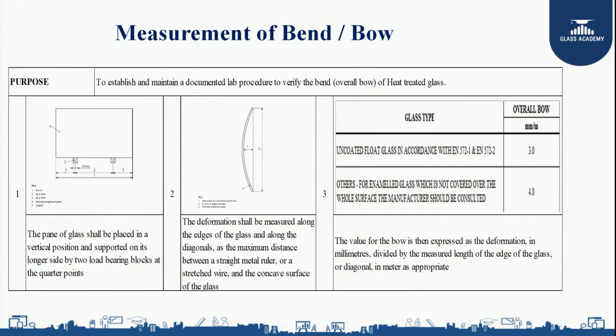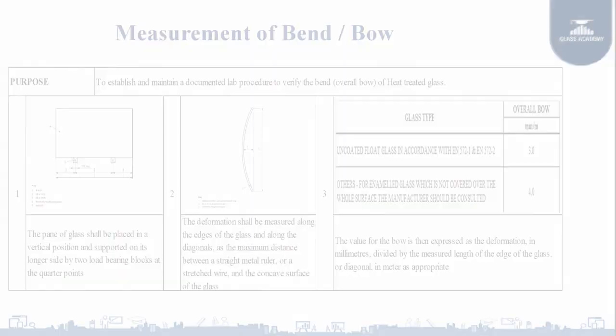So when my panel size is 1000 mm, as per the standard, 3 mm bend is allowed. If my panel size is 2000 mm, 6 mm bend is allowed. This is how you are going to measure the bend in a glass.